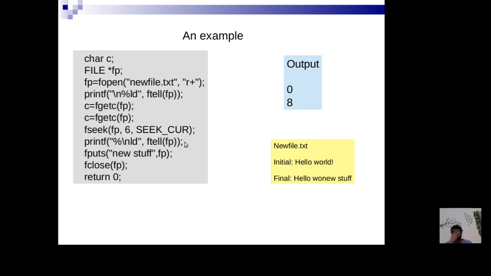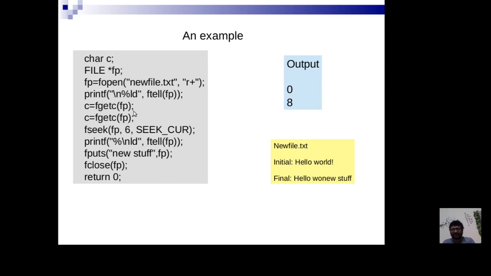Now you can write something to your file using fputs. Let's say you write the string "new stuff here". It should begin at the current position and write over everything that exists. And after that you close fp and return. The program ends there. So let's say newfile.txt, before running this program, contains this single line, "hello world!"